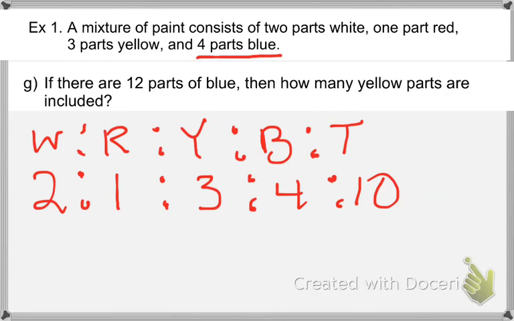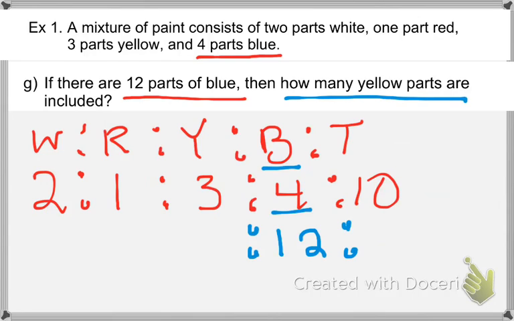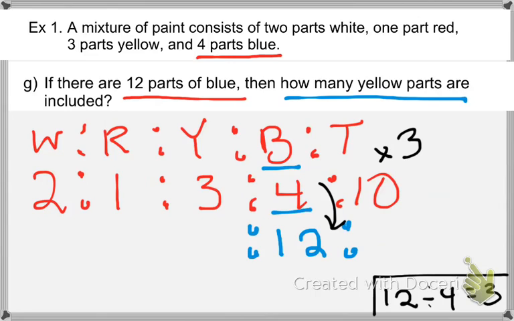Now they're telling us if this relationship holds, if there are 12 parts blue. So they're saying the blue is not 4, it is 12. Then how many yellow parts are included? So how do we turn 4 into 12? You multiply by 3. If you can't figure that out, you can do big number divided by little number, which gives you 3. So if you multiply 4 times 3, you get 12. So to hold the relationship consistent, you multiply 3 times 3 to get 9.